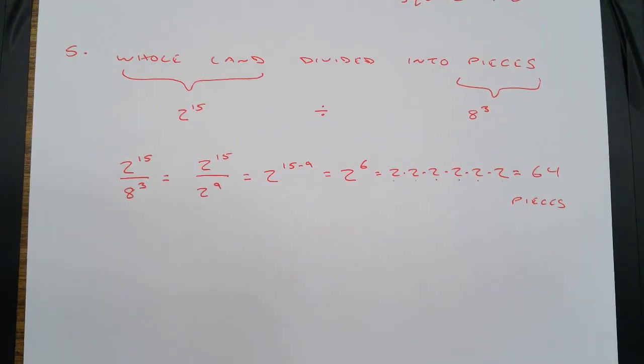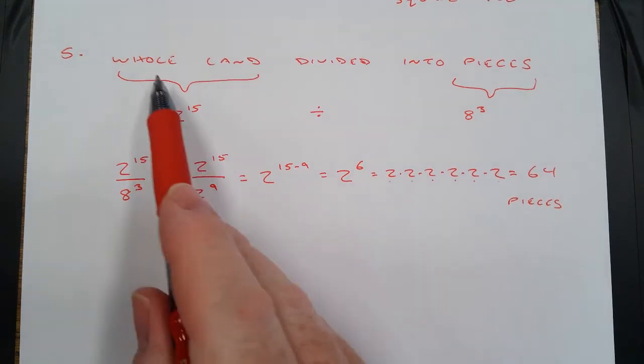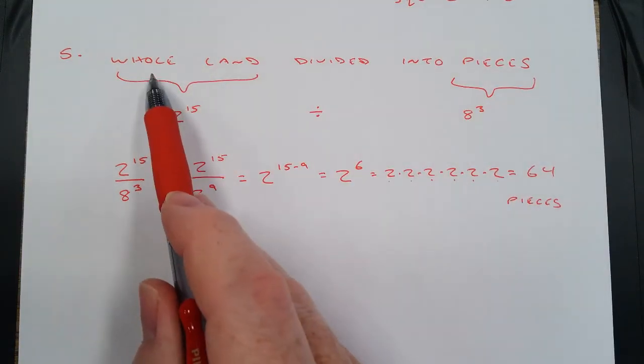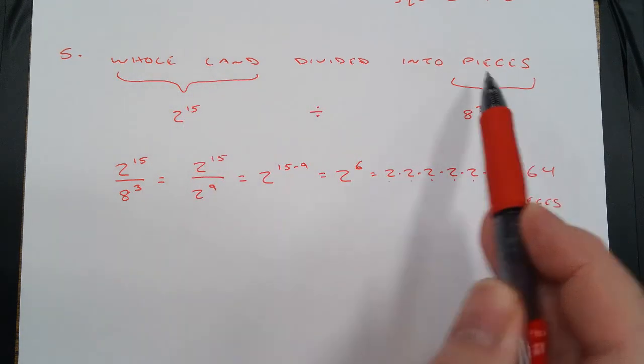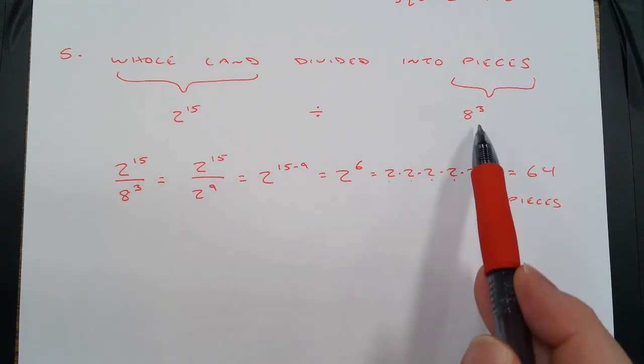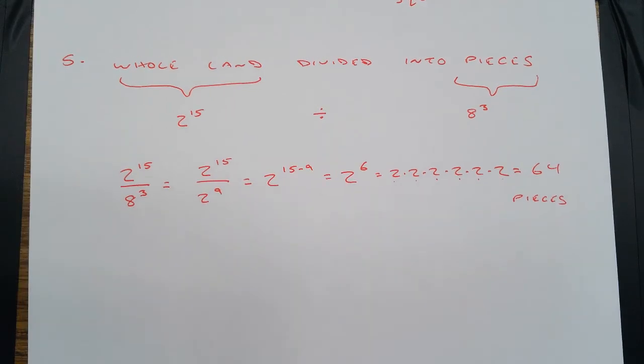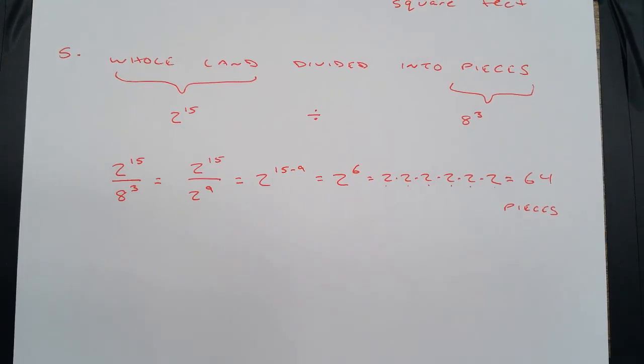The trick for number 5 was summarizing the question in your own words, which is just they're taking the whole land, dividing into pieces, finding the values, and then changing 8 to the 3rd to 2 to the 9th. But if you did all that, you got 64 pieces.